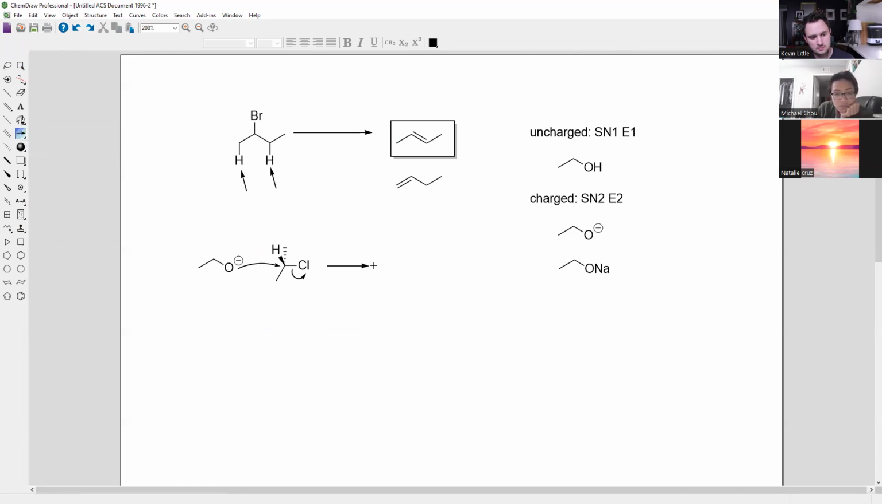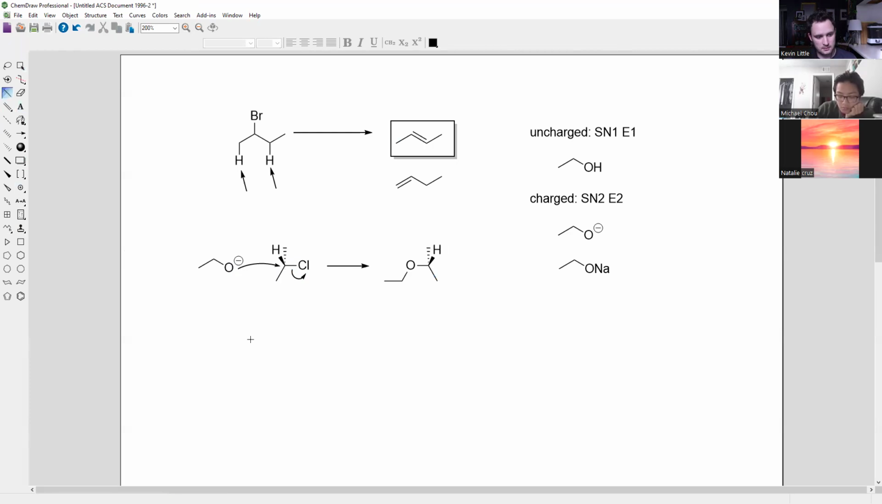So what we call this is a backside attack, right? When this does this substitution, it's not approaching the same face that the chlorine was on, because the chlorine was on the right side. So you actually get an inversion, where now notice this oxygen's on the left side where the chlorine was on the right side. So this is called an inversion of stereochemistry.